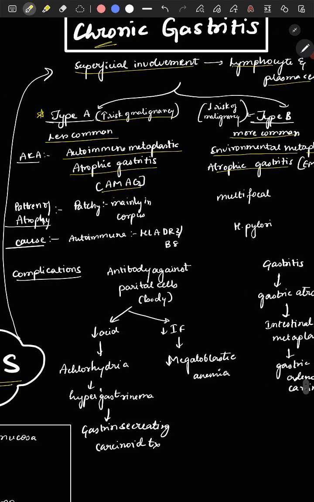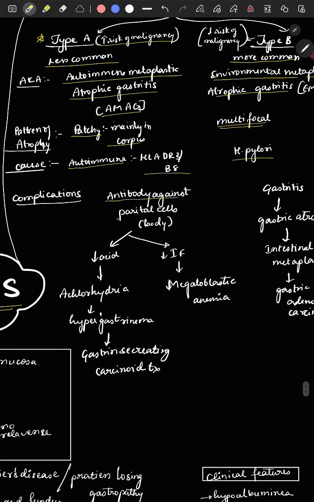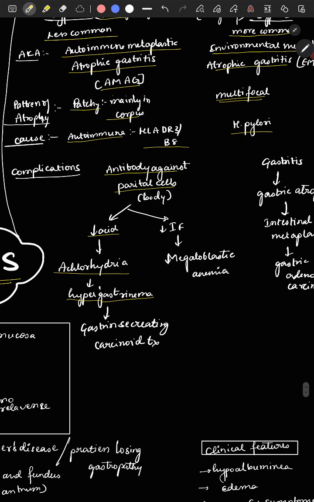What is the pattern of atrophy? In type A, it is patchy, mainly in corpus, that is body. Type B is multifocal. What is the cause in type A? It is autoimmune, that is HLA-DR3 or B8. In type B, it is H. pylori. The complications in type A: antibody against parietal cells decreases the acid secretion, causes achlorhydria, then hypergastrinemia, causing gastrin secreting carcinoid tumor. Antibody against parietal cell also causes decreased intrinsic factor which causes megaloblastic anemia.